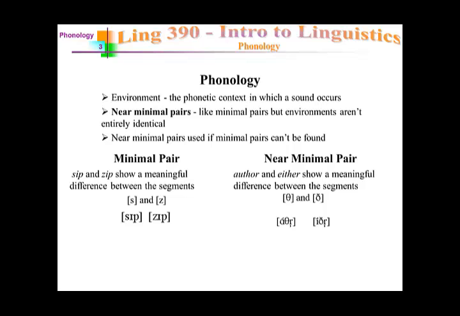there aren't really any true minimal pairs that prove that the two interdental fricatives, th and th, are really different sounds in English. There are, however, lots of near minimal pairs, such as author and either, in which you see these sounds occurring in extremely similar environments. Remember, environment means the sounds on either side of the sound in question.